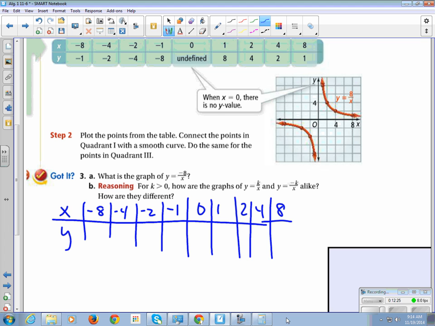When I put negative 8 in for x, negative 8 divided by negative 8 is 1. Negative 8 divided by negative 4 is 2. Negative 8 divided by negative 2 is 4. Negative 8 divided by negative 1 is 8. Negative 8 divided by 0 is undefined. Can't divide by 0. Negative 8 divided by 1 is negative 8. Negative 8 divided by 2 is negative 4. Negative 8 divided by 4 is negative 2. And negative 8 divided by 8 is negative 1. All right, let's graph that.